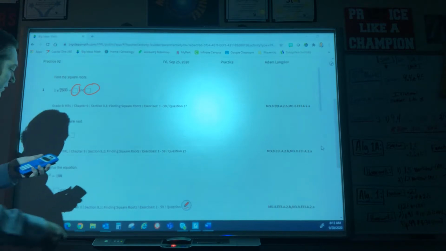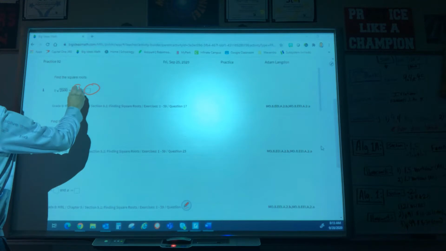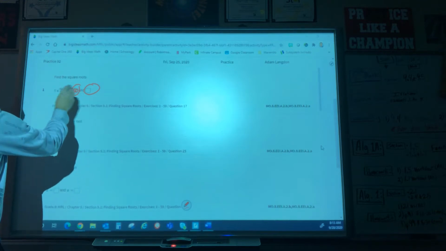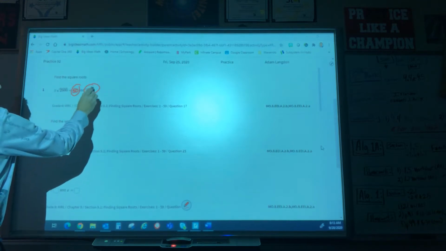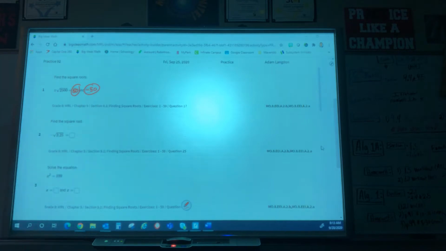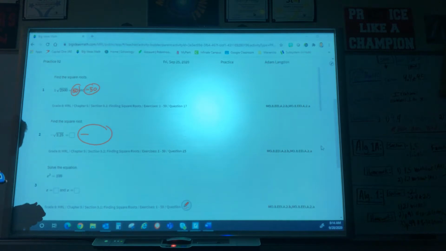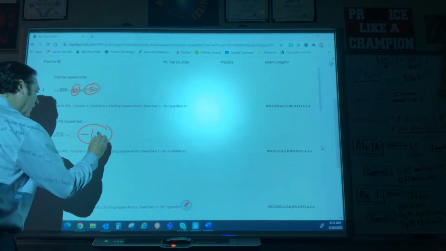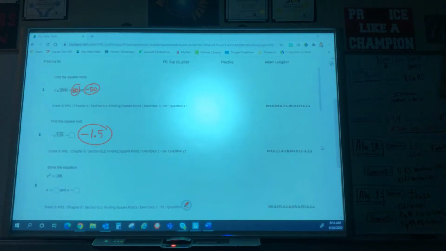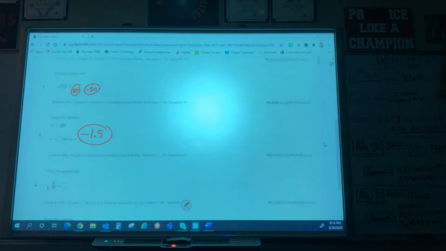On your calculator, the square root of 2,500, the positive answer would be 50. There's my plus, and then the negative answer would be negative 50. Again, we have a negative answer because negative 50 times negative 50 would still give us that positive 2,500. On the next one, there's just one answer. When there's just a minus in front, I'm just going to get one negative answer. So I go second, square root 2.25, that's going to be a negative 1.5. Let's scroll down here a little bit.